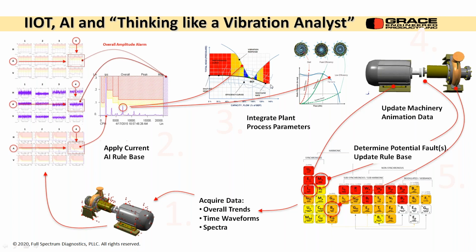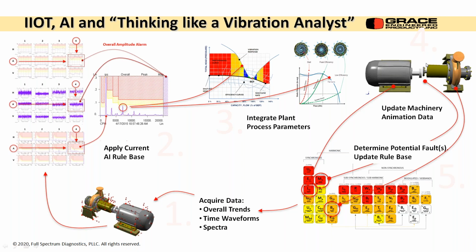We're comparing that to plant processes. So where are we on the pump curve or the fan curve? That could be the entire problem, but if we're never comparing our vibration to plant process, maybe we don't know that. We update our machinery animation, so depending on what kind of net of transducers we have, we can get some decent animation, and then even apply a rule base for potential faults.